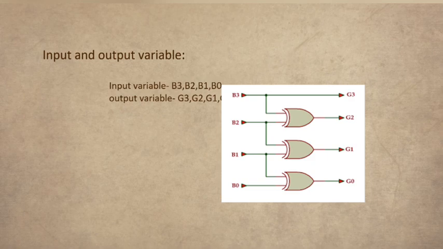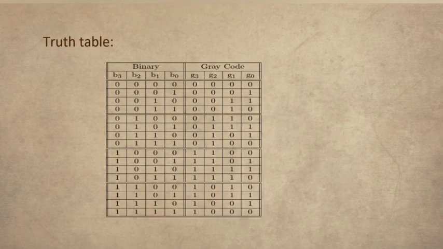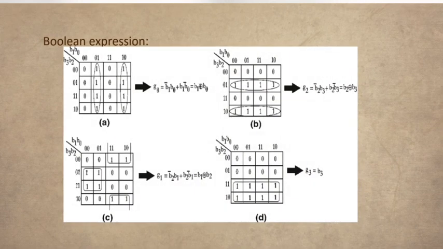Input and output variables. Input variables are B3, B2, B1 and B0. Output variables are G3, G2, G1 and G0. This is the truth table for the binary to gray code converter. This is the Boolean expression. This is the circuit diagram.